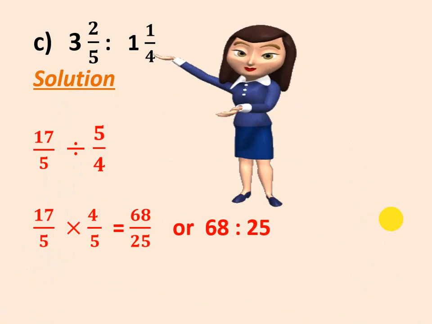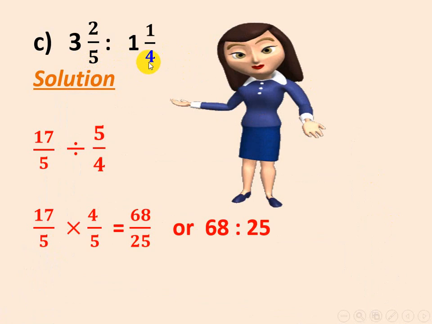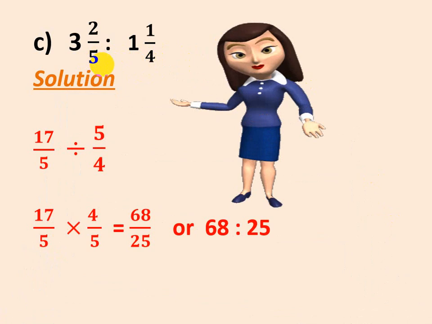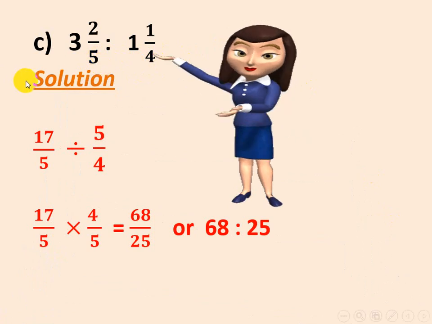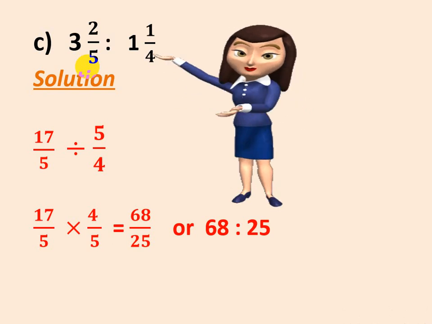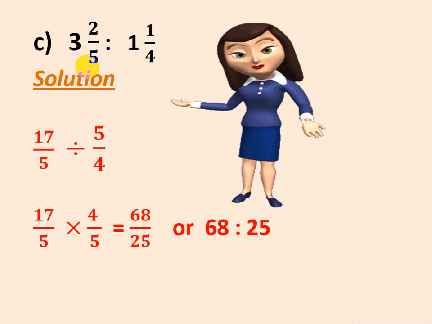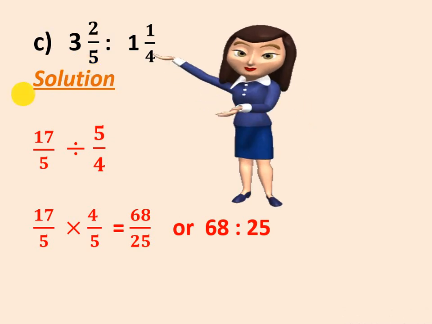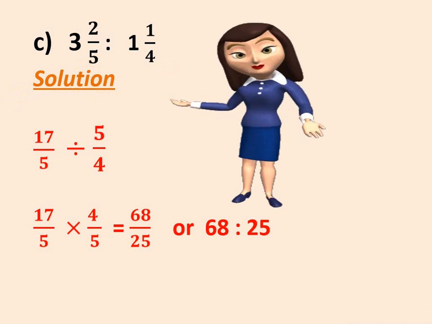Number C, 3 and 2 over 5 to 1 and a quarter. Observe, the two terms of the ratio are mixed numbers. So you must convert each of them into whole numbers. We will convert the mixed numbers first into improper fractions.